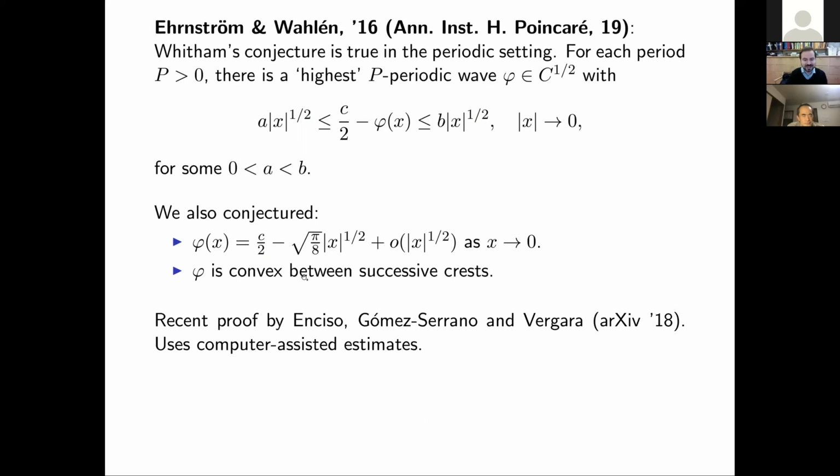Okay, and this has actually been proved now. It's still a preprint by this Spanish group, and their proof relies on some computer-assisted estimates. So that's a very rapid development after our paper.